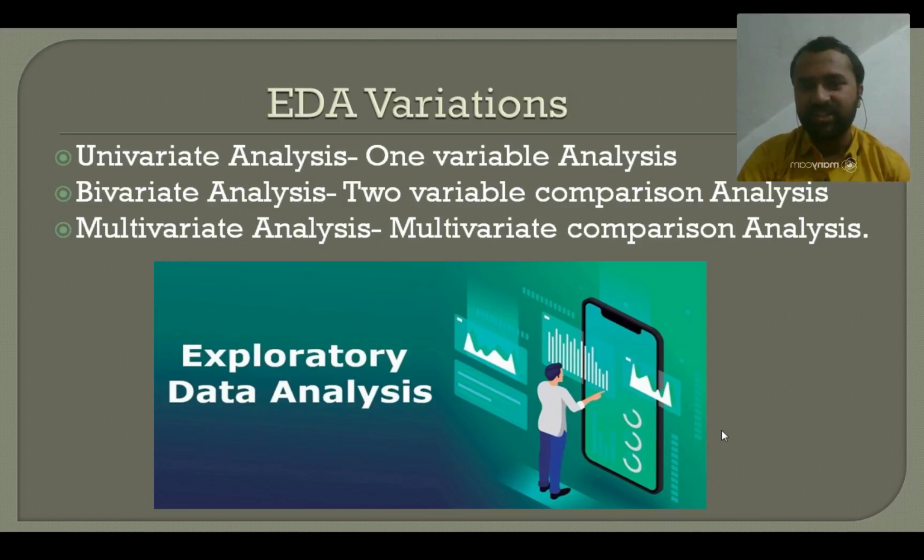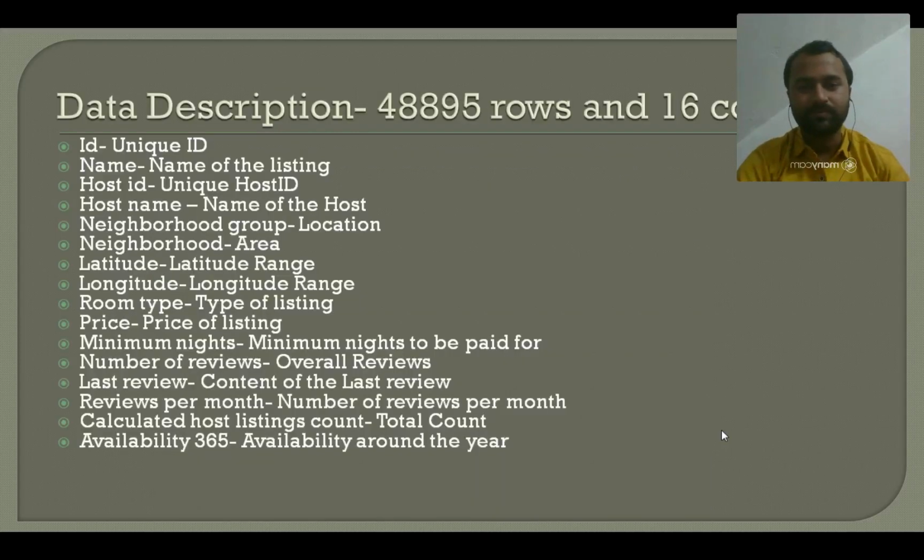Three types of variations are there: univariate analysis, bivariate analysis, and multivariate analysis. Univariate analysis is analysis of only one variable. We are just analyzing one variable. Next was bivariate analysis. Two variables are compared, meaning I did a comparison between two variables. Next is multivariate analysis. So I compared multiple variables. All three types of analysis, univariate, bivariate, and multivariate, I analyzed and used in my project.